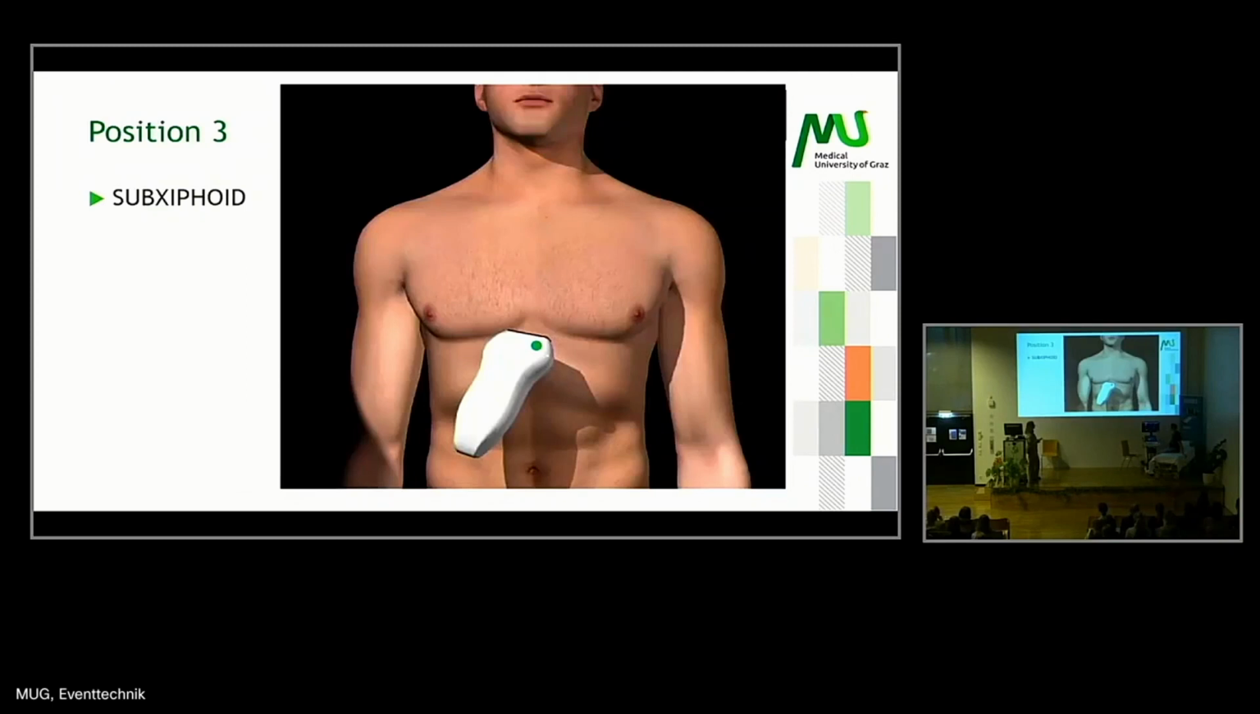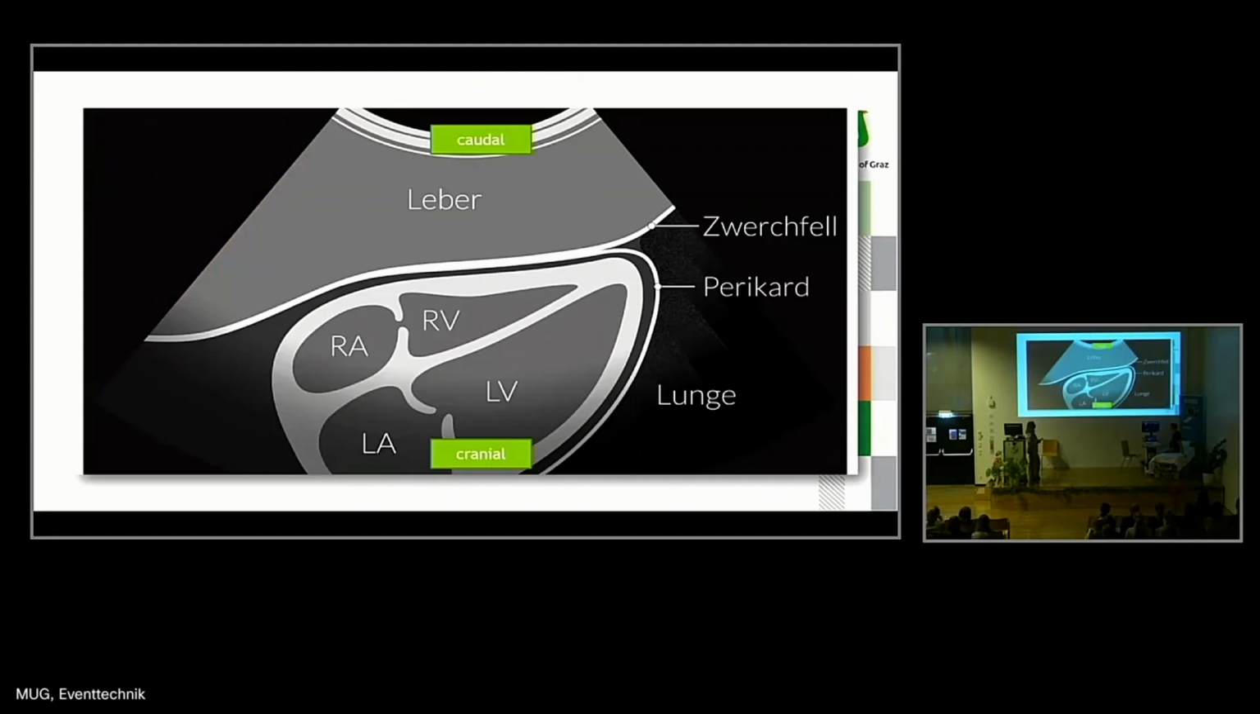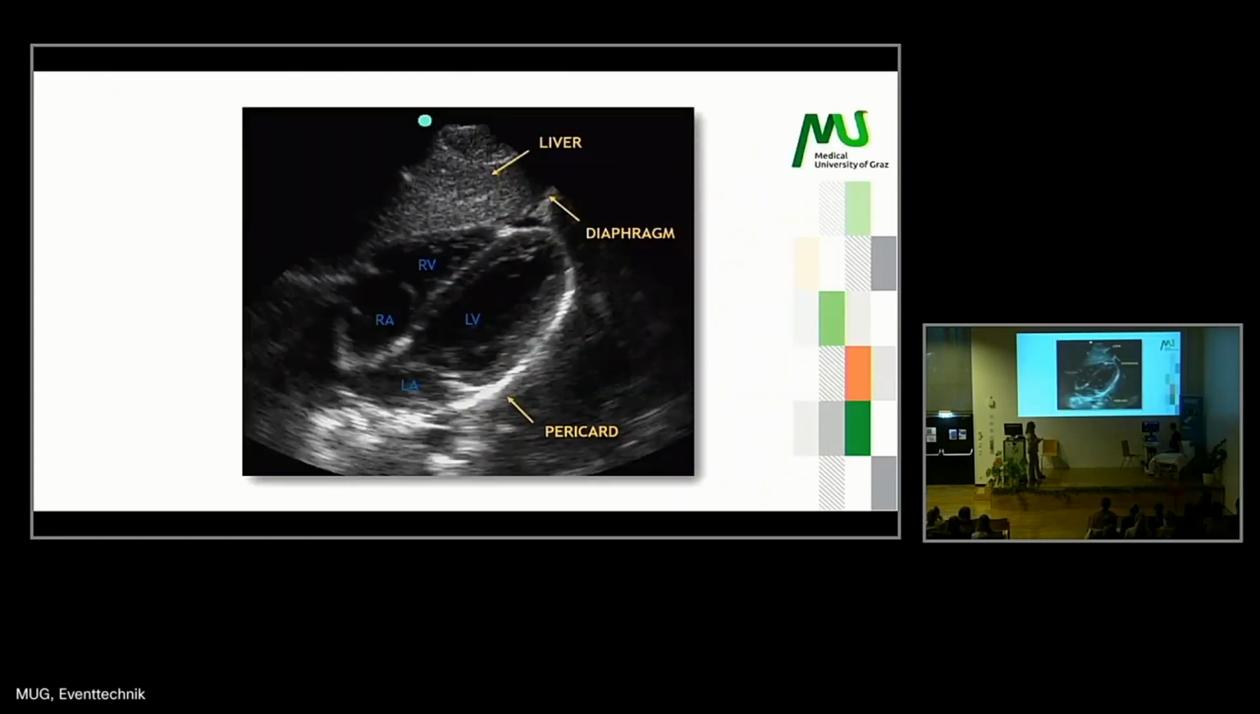Subxiphoid view, we are going to press a little bit on the epigastrium and try to show in this manner. So we are looking from caudal to cranial. That means we are going to have the liver like a window. Then comes the diaphragm, and then we see the heart. The pericardium has two leaves, and it is really important because between these two leaves, there's going to be fluid.